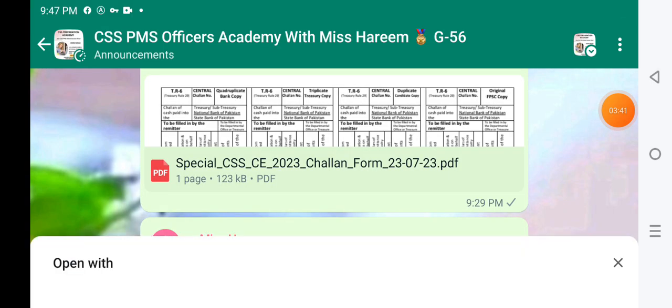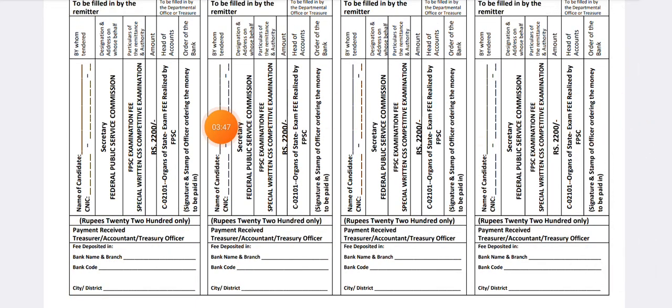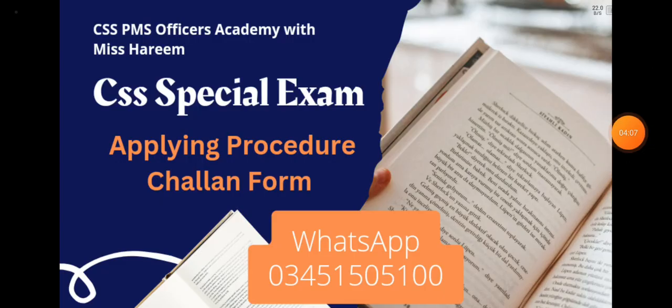And here is the Challan Form I already shared in my group. So here you have to mention your name, CNIC, bank name or branch code, city and district. And this block, this one and this one are just like the first one. I hope that it's clear.